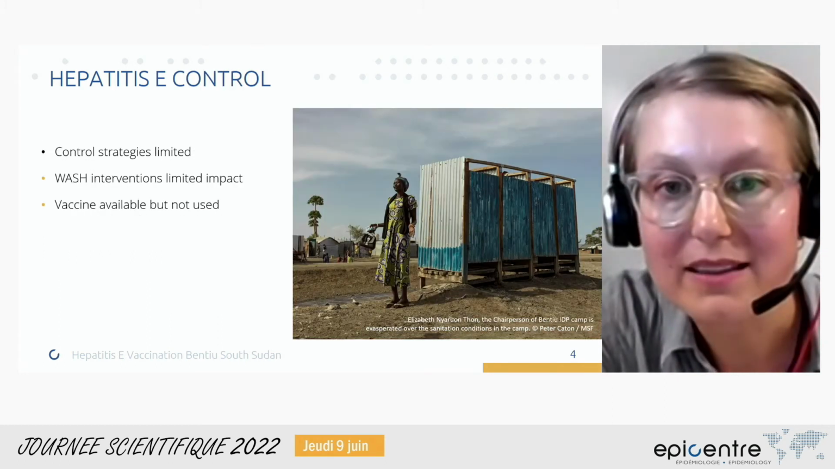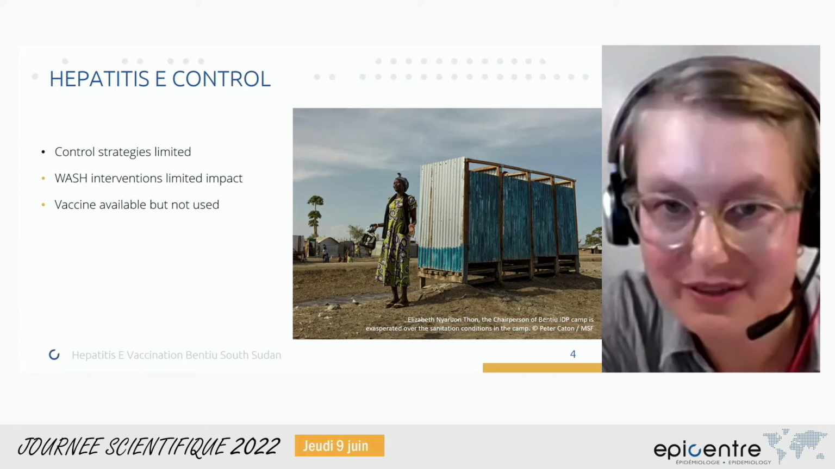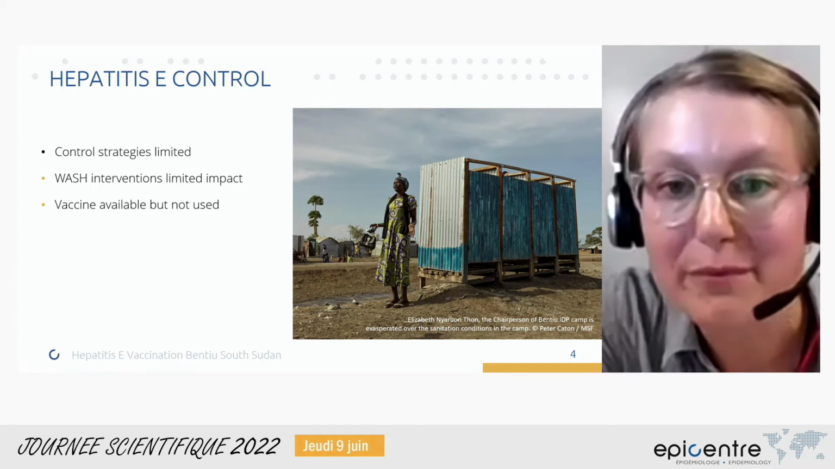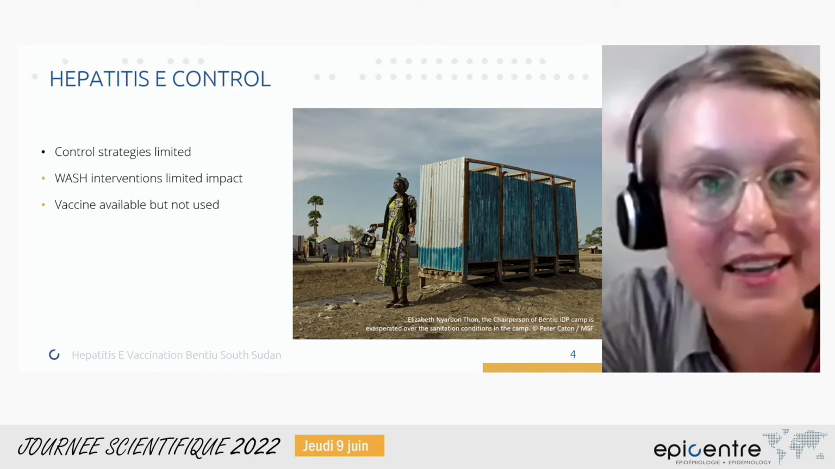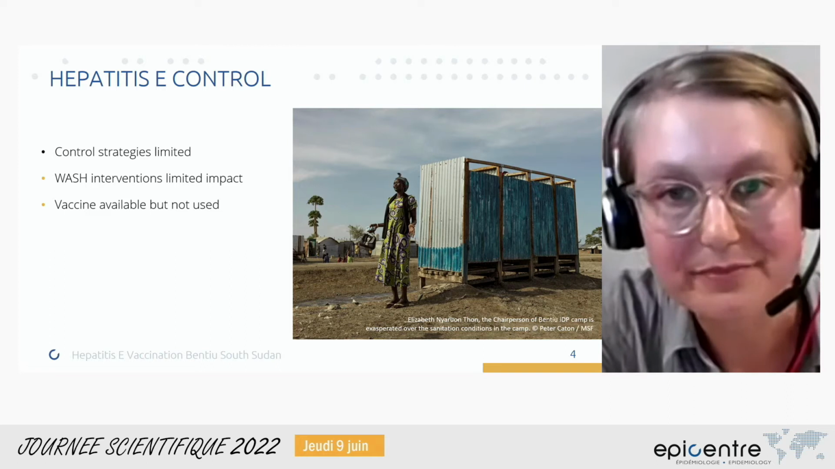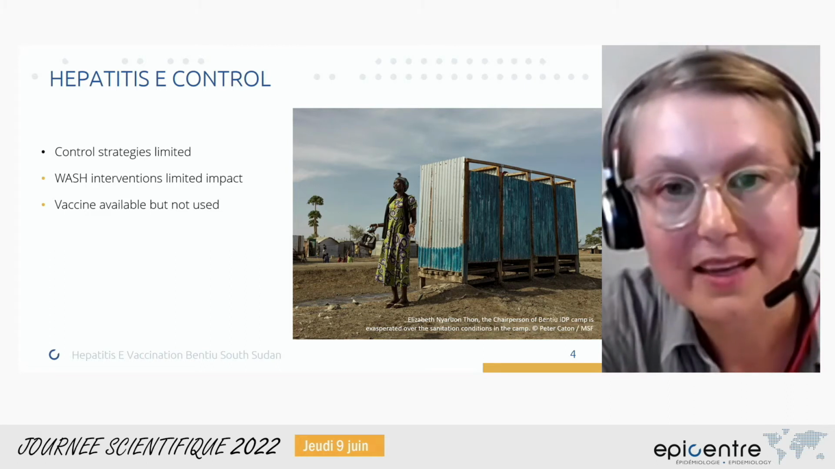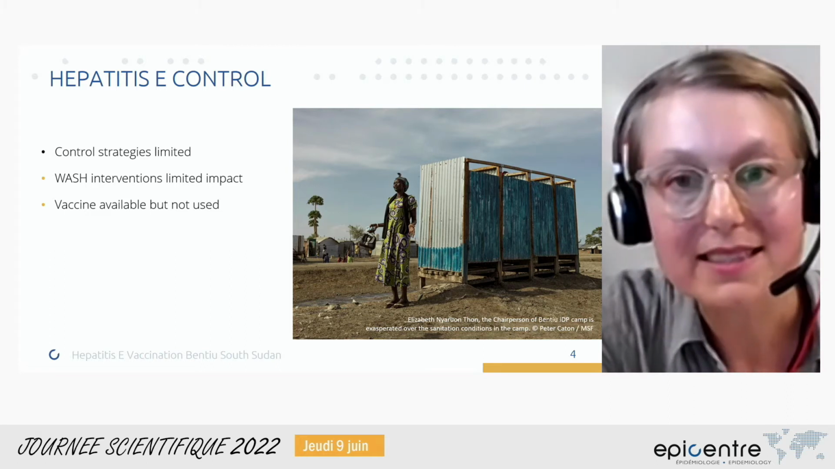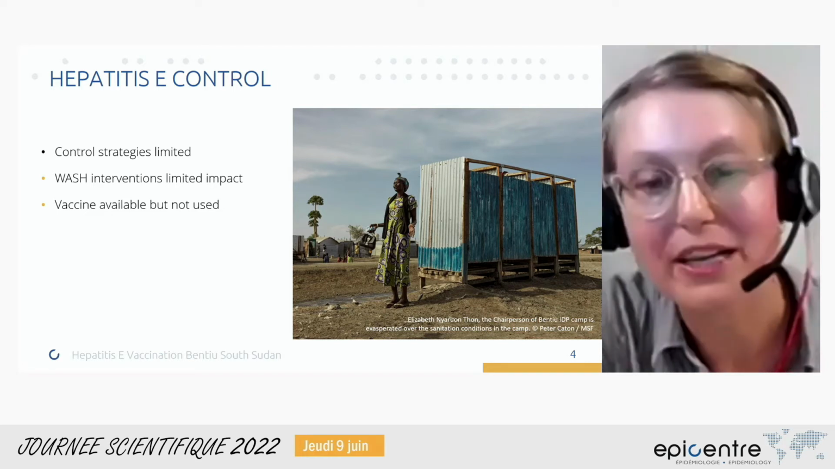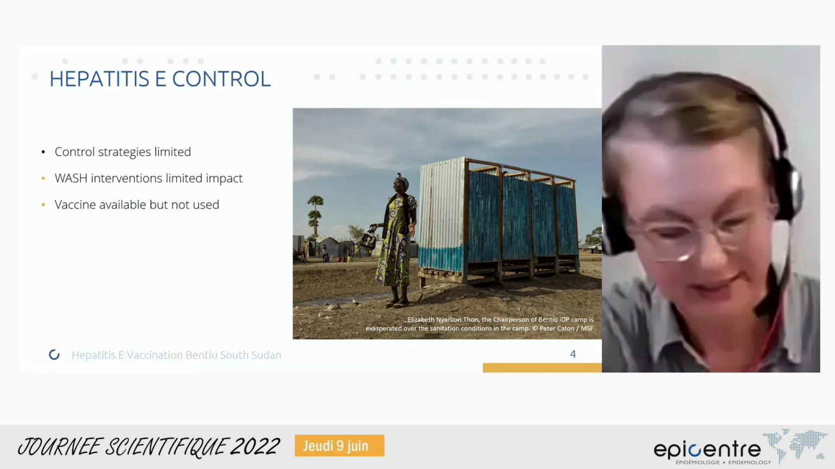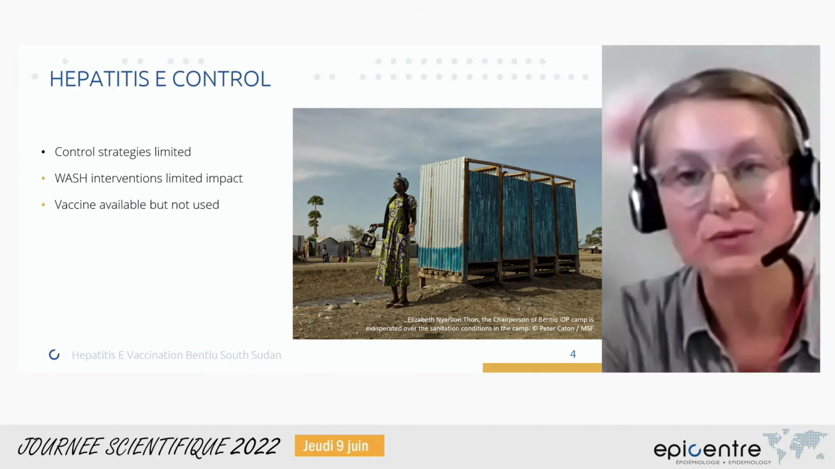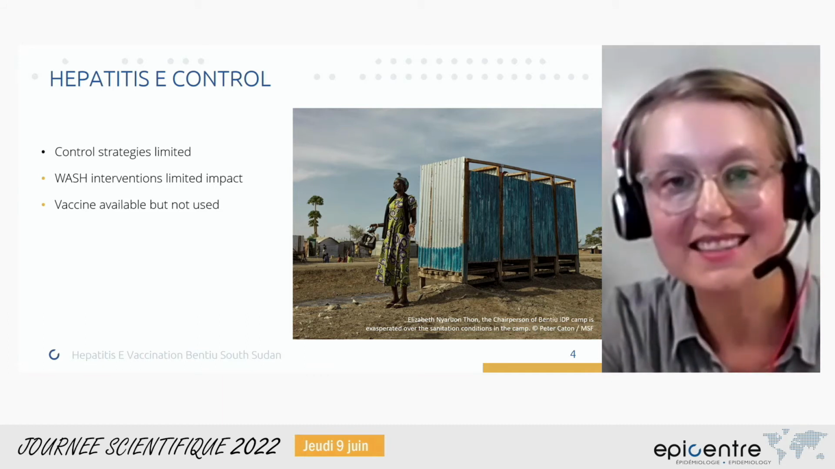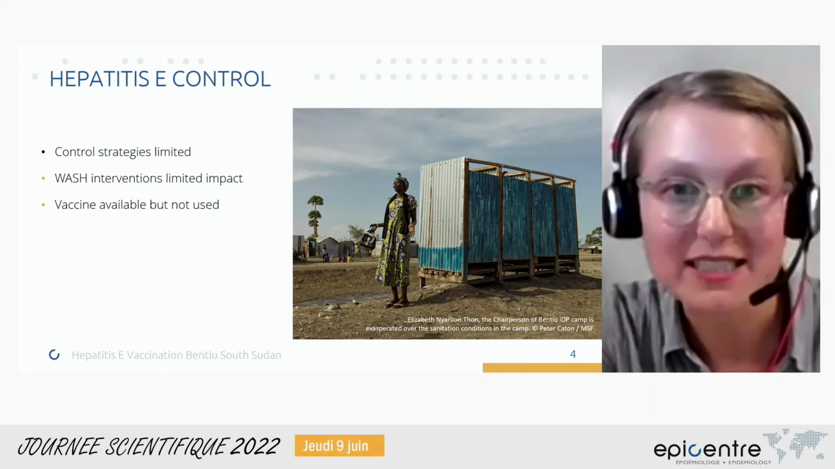Luckily, there is a vaccine that exists for this virus. In fact, 3 have been developed, and only 1 has proceeded past clinical trial to be licensed. This is the Hecolin vaccine, which is manufactured in China by the manufacturer called Innovax. It's a recombinant vaccine with a 3-dose schedule. It's licensed for use among people aged 16 years and older.